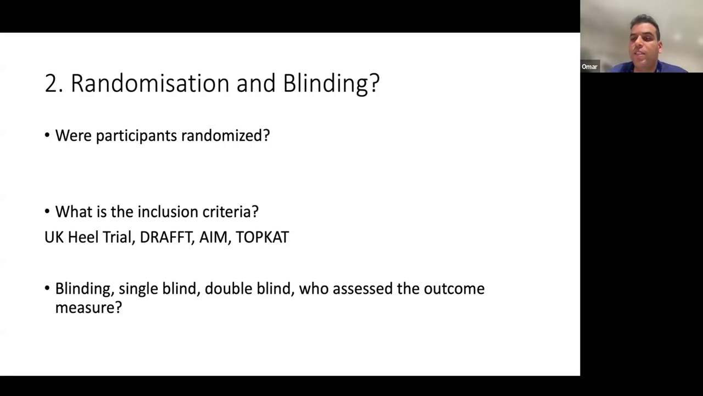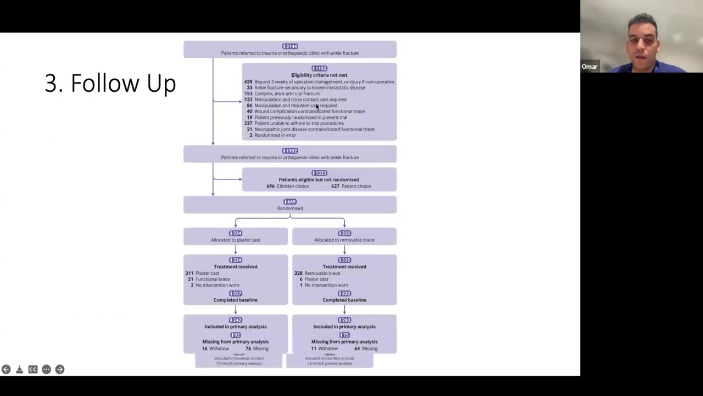What is the inclusion criteria? Did they look at the most relevant aspects, or did they just look for very obvious aspects? Was it blinded, single blind, double blind? Who assessed the outcome measure? This is part of how good the randomization and blinding was. Okay. And then the third thing I look at is the follow-up.